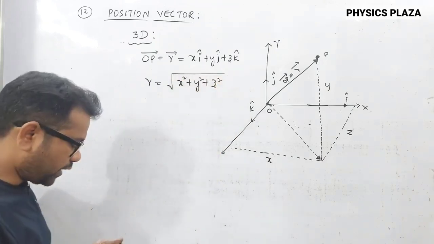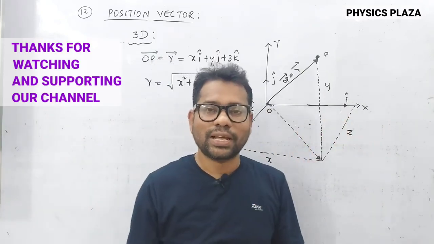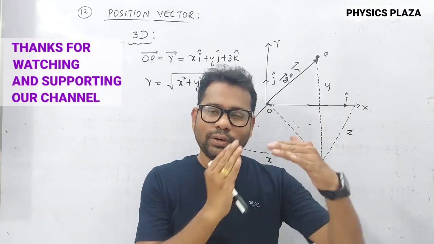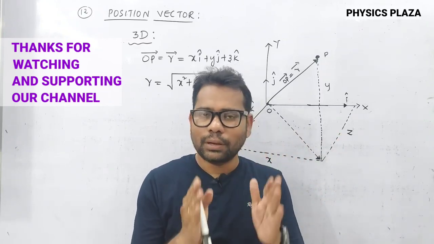Okay children, fine. So this is about types of vectors. Children, in the previous class we discussed what a vector is and how it can be represented, whereas in today's class we cover the basic types of vectors.